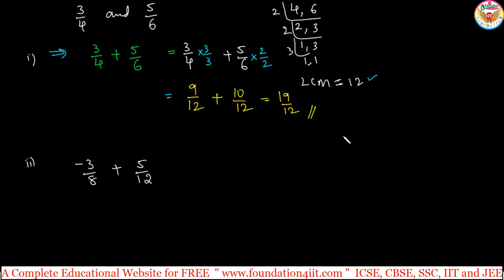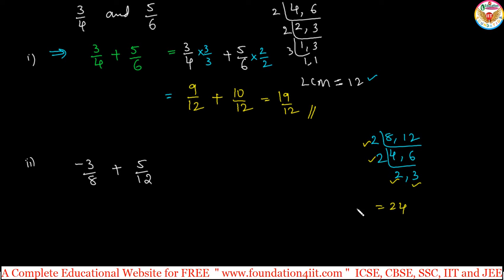So 8 comma 12, take 8 and 12 and find the LCM. 2 fours are 8, 2 sixes are 12, again 2 twos are 4, 2 threes are 6. For 2 and 3 there is no common factor, so directly you can stop. For the LCM, multiply these: 2, 2, 2, 3. 2 twos are 4, 4 twos are 8, again 8 into 3 is 24.